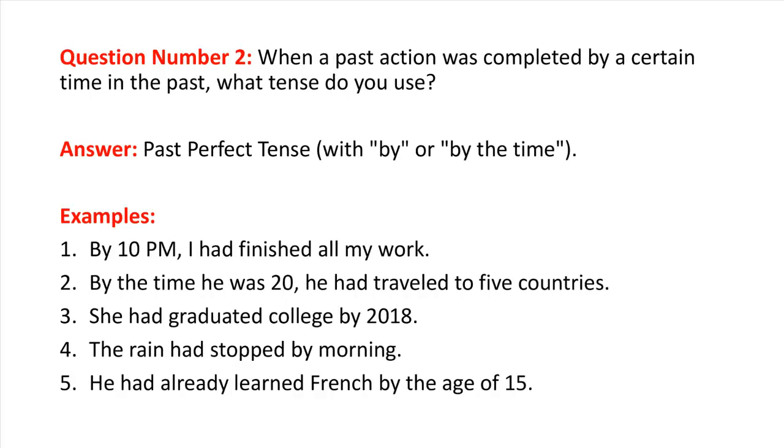Question number 2. When a past action was completed by a certain time in the past, what tense do you use? Answer: past perfect tense, with by or by the time. Examples: By 10 p.m., I had finished all my work. By the time he was 20, he had traveled to 5 countries.